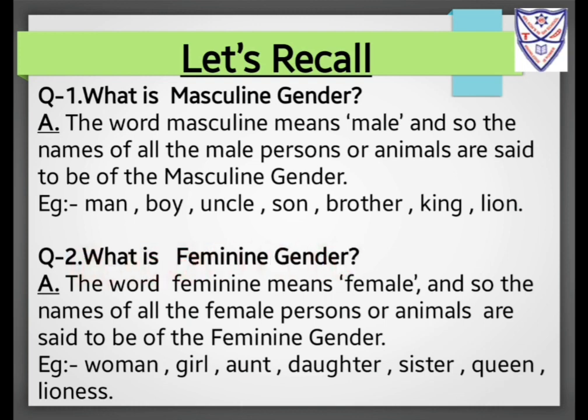Question 2. What is feminine gender? The word feminine means female, and so the names of all the female persons or animals are said to be of the feminine gender. For example, woman, girl, aunt, daughter, sister, queen, lioness. So whenever we see a name which is related to female, it can be of person or animal, then we can say that noun or name is of feminine gender.